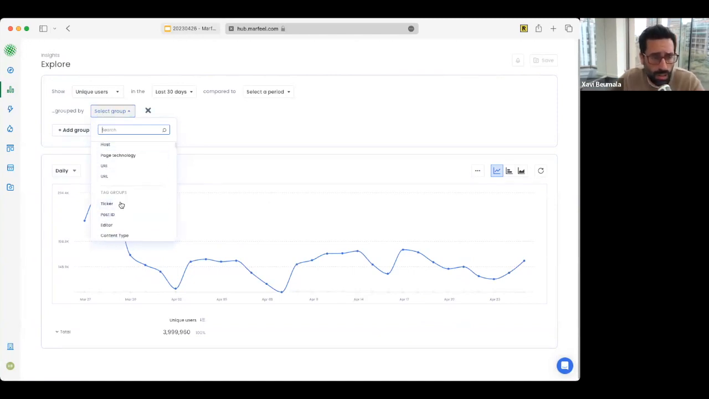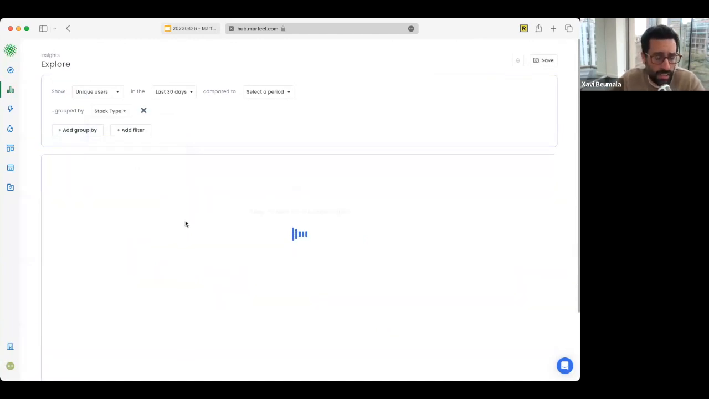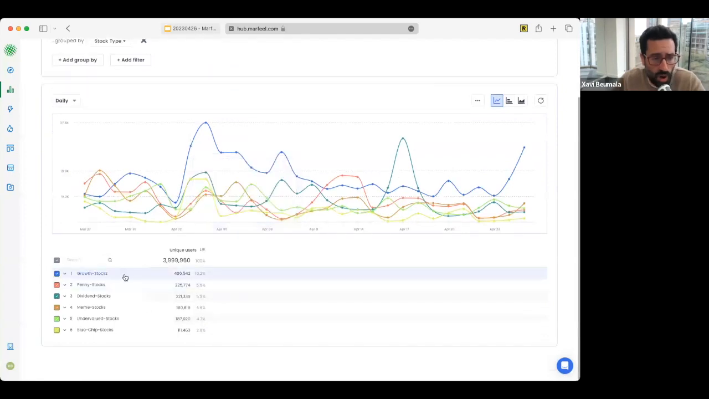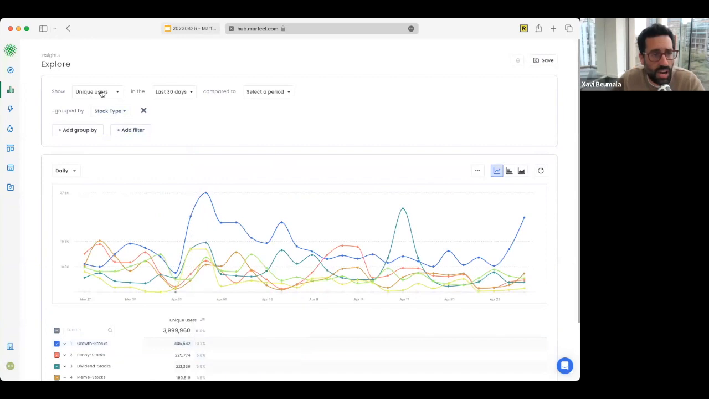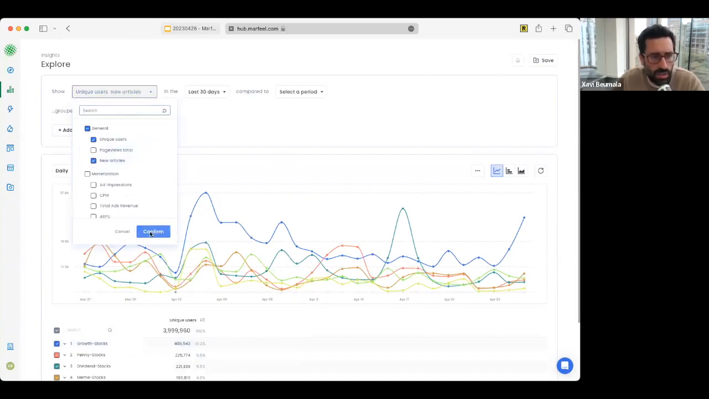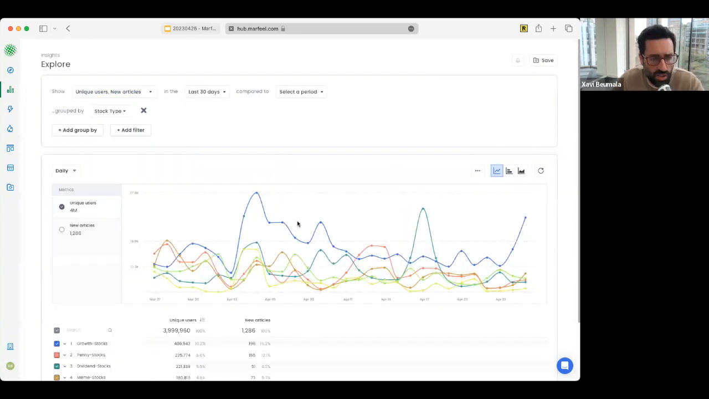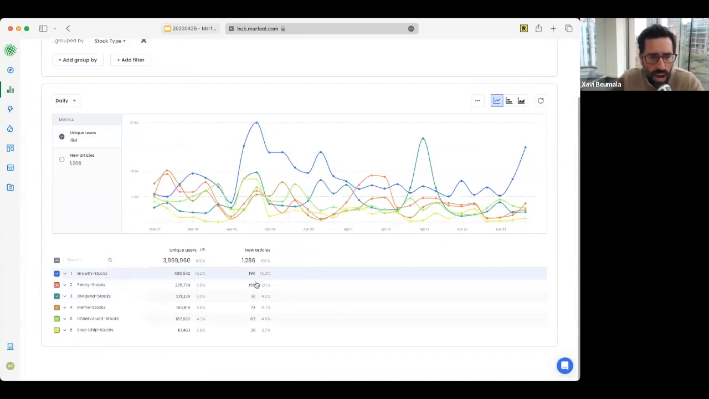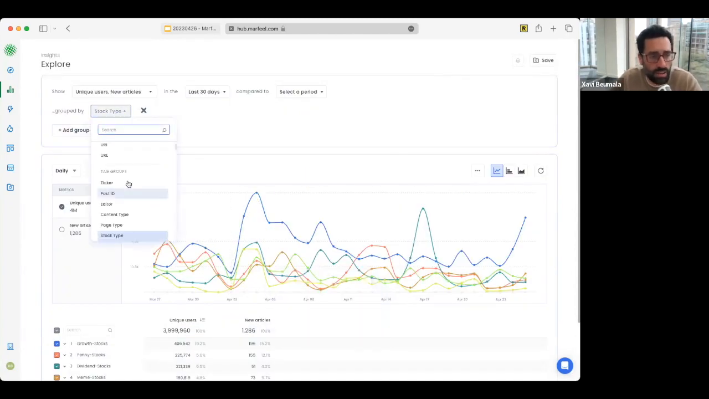For example, with the custom dimensions that we were looking into, I'm going to break down by stock type, and let's see, the growth stocks brought 10% of the total traffic. And I want to correlate this with content production. So how many articles did I write for this? I wrote 15% of the articles and it brought only 10% of the traffic. Here, we can just find the right opportunities and reassign. And I can break this down by tickers.